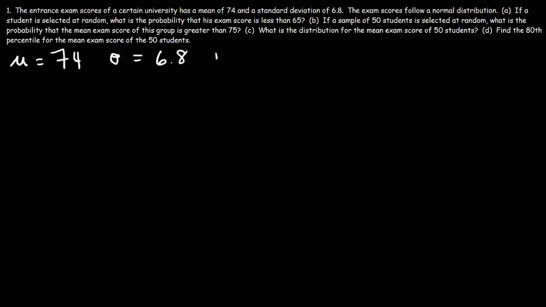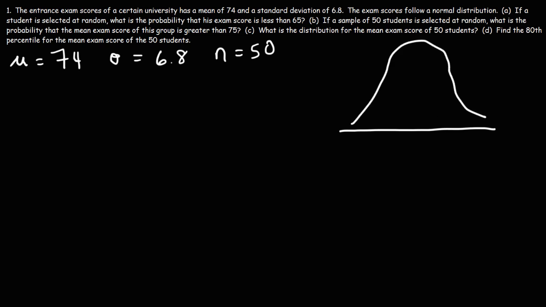So this time n is not 1 but 50. So we're no longer dealing with a population distribution, but we're dealing with a sampling distribution. So we have x bar as the random variable instead of x. And the mean is going to be mu x bar. But the mean is still going to be 74. That's not going to change. So what do we need to do here?